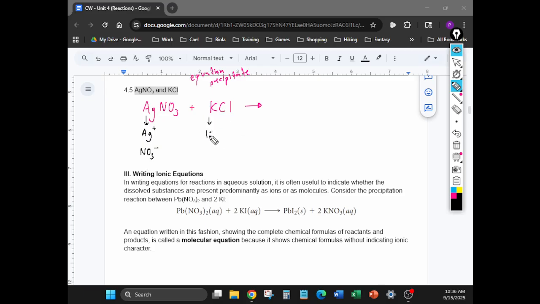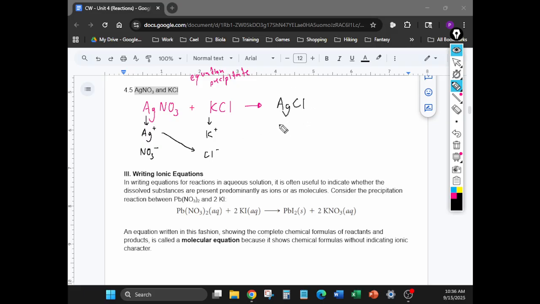And then KCl, pretty easy. Got potassium, chloride, and then you look at the periodic table. The most common ions are K plus and Cl minus. Okay, so we're gonna go double replacement here. So they're going to react with the opposite one. So Ag and Cl are gonna react to form AgCl.